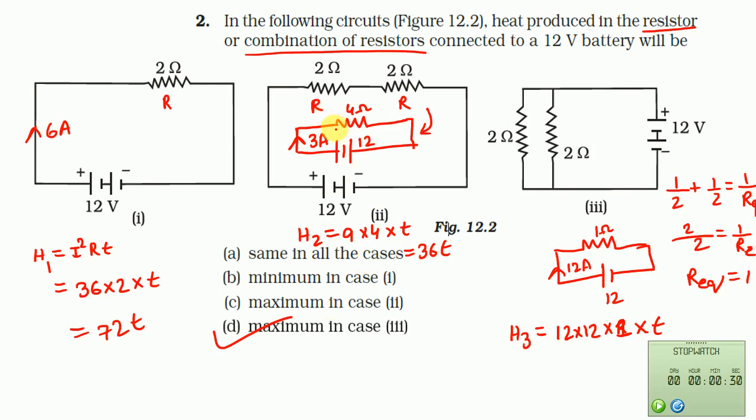The question was asking, we know that these two resistances can be replaced by one single resistance, and what will be the value of the equivalent? They both are in parallel. 1 by 2 plus 1 by 2, 1 by R equivalent. So we'll take 2 LCM, 1 plus 1 is 2, 2 by 2 is 1. So that's what we'll get, the maximum in case 3. Is it clear? The correct option is D.